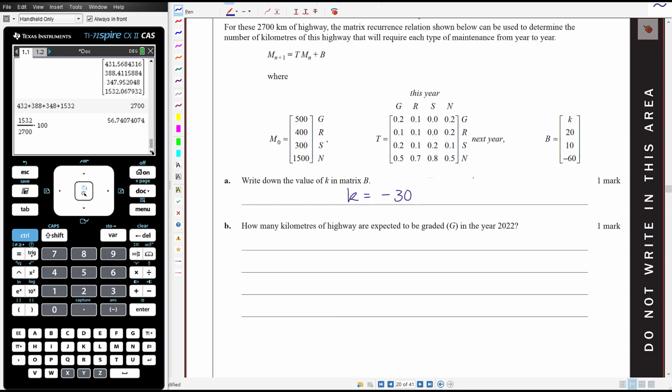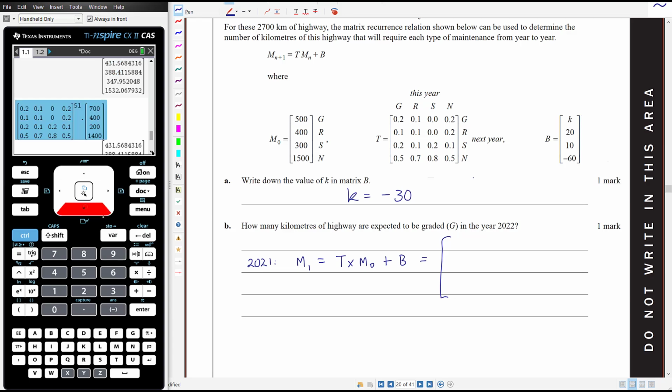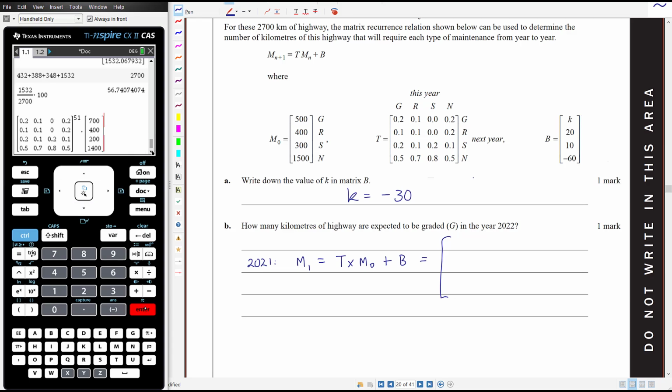Okay, so we need to first of all work out 2021, which is going to be M1. And that is going to be T times M0 plus B. And so we'll work that out. I'm hoping the transition matrix is still the same transition matrix. Let me go back here and grab that and just check.